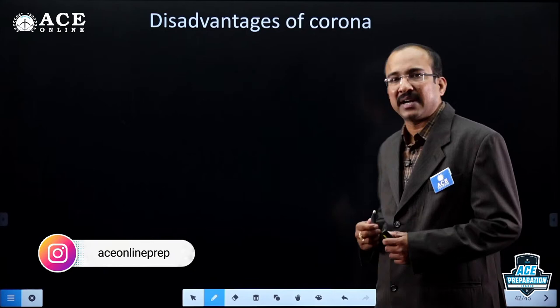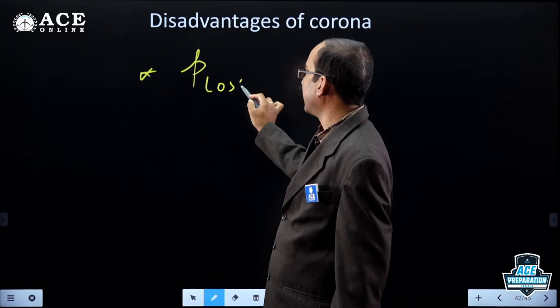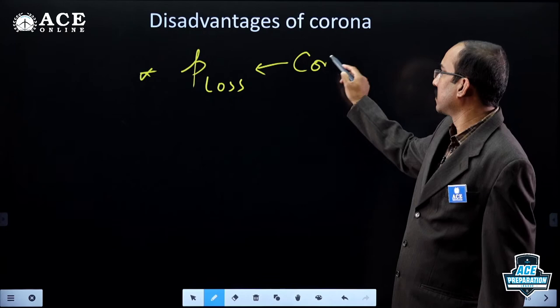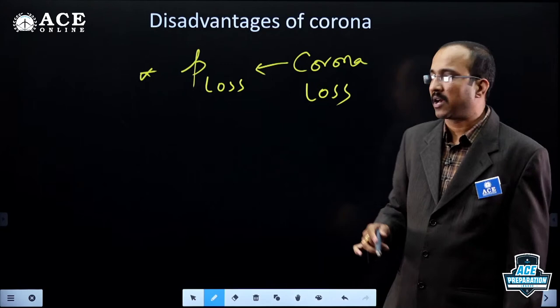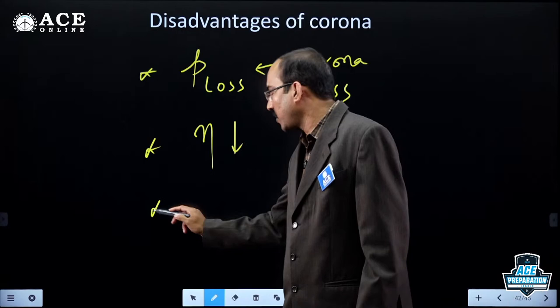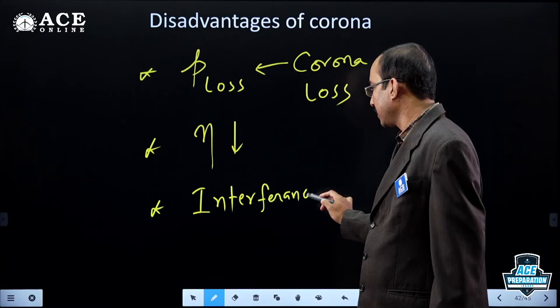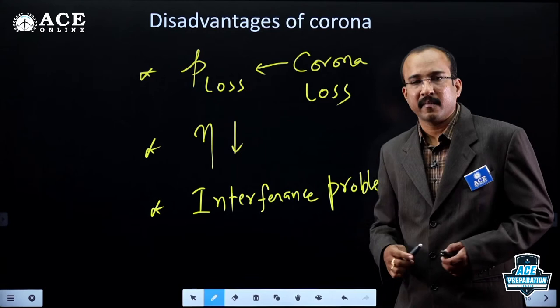What are the disadvantages of corona? Let us look into them. First, power loss takes place, that is corona loss. If there is a power loss, the efficiency gets reduced. And there is one more problem with corona: there will be interference with the neighboring communication lines. Interference problems may take place. So, these are some of the disadvantages of corona.